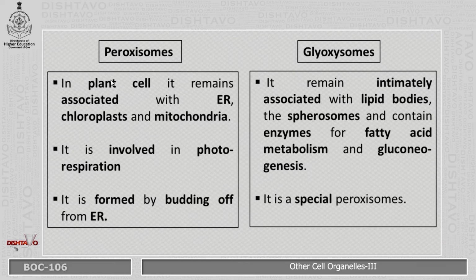Peroxisome in plant cell remains associated with the endoplasmic reticulum, chloroplast and mitochondria. Whereas glyoxysomes remain intimately associated with lipid bodies, the spherosomes, and contain enzymes for fatty acid metabolism and gluconeogenesis. Peroxisome is involved in photorespiration and it is formed by budding off from the endoplasmic reticulum. So the peroxisome is formed from endoplasmic reticulum, whereas glyoxysome is a special peroxisome.